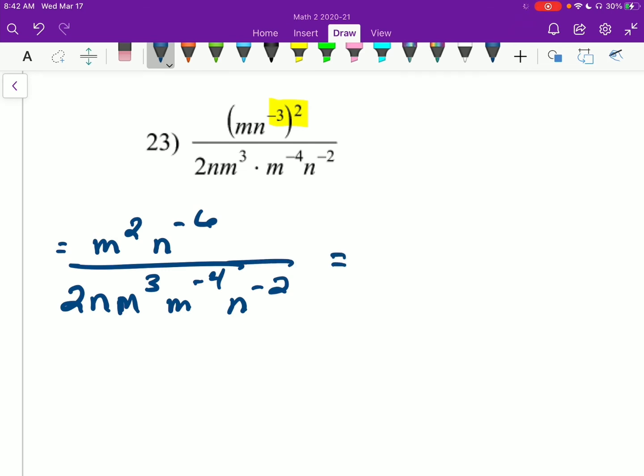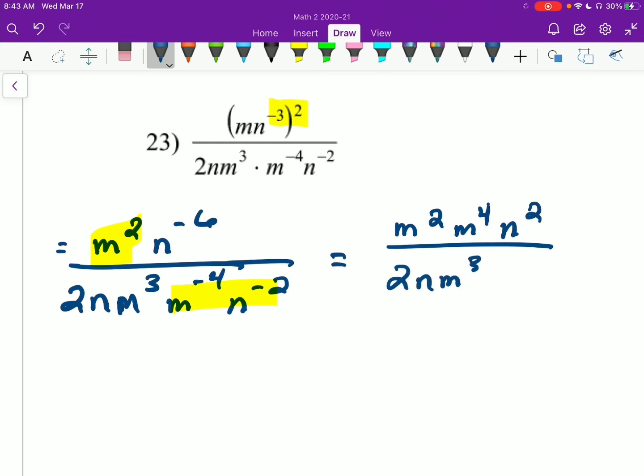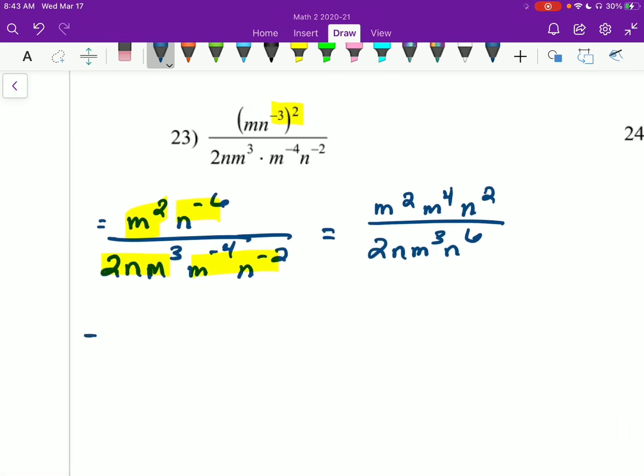Now I'm going to deal with all my negatives. I'm just going to kind of flip them up or down wherever they need to be. So on top I'll have an m squared. I'm just going to highlight things as I write them so that I don't lose anything. M squared, and then I'm going to write down the m to the 4th and the n squared. Now I'll have 2nm cubed, so that's this, and then I'm going to have n to the 6th, just like that. Now we need to just kind of combine like terms.